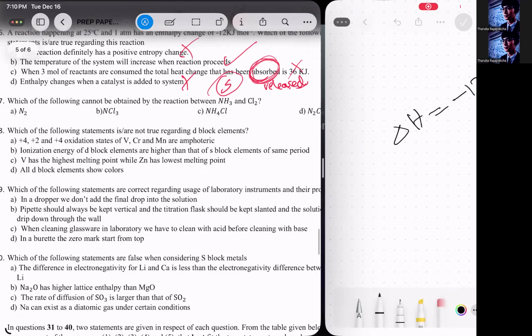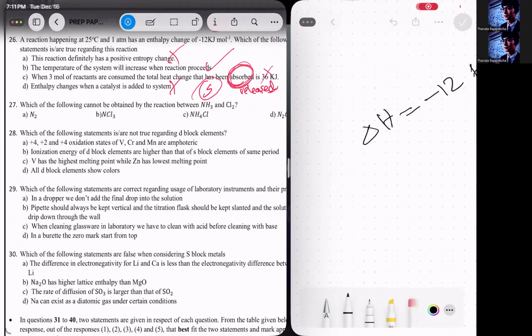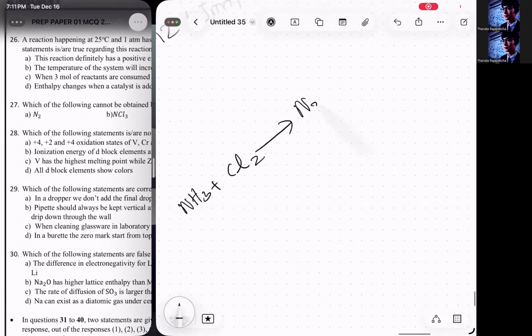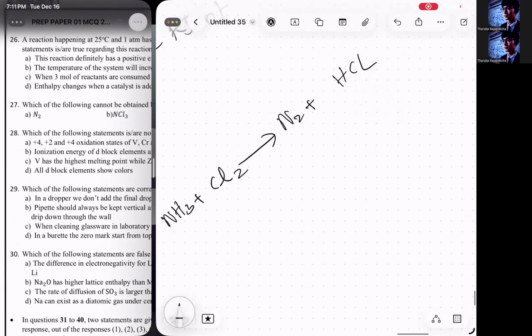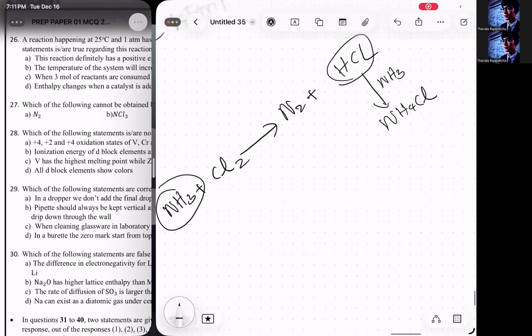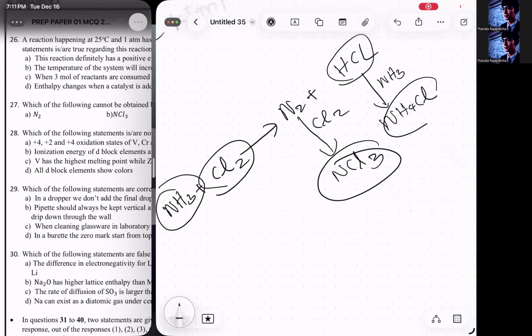Which of the following cannot be obtained by reaction of ammonia and chlorine? Ammonia reacting with chlorine normally will produce N2 and HCl. When you put excess ammonia, it will react with HCl. If there is ammonia still left in the solution when the reaction is complete, it will try to react with HCl and produce ammonium chloride. And if you put excess chlorine, it will react with nitrogen, forming NCl3. So these are the products that can be formed.